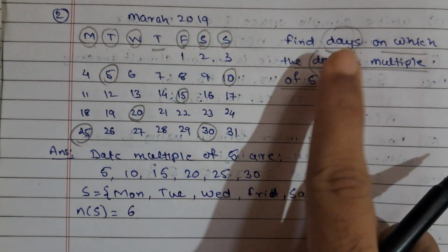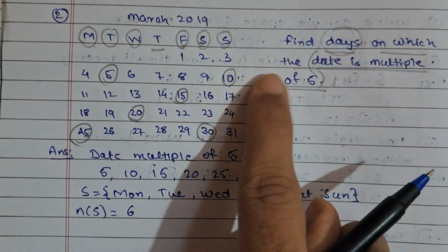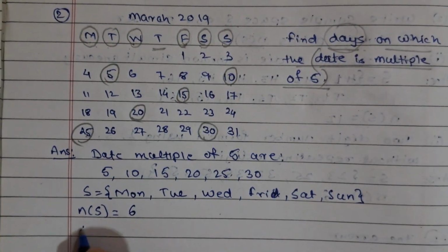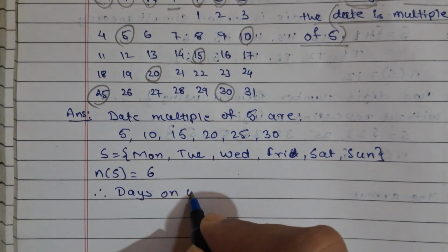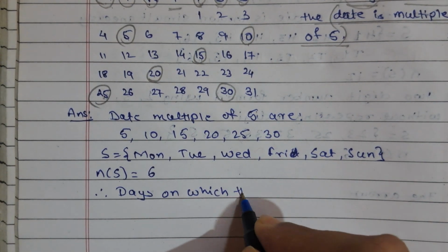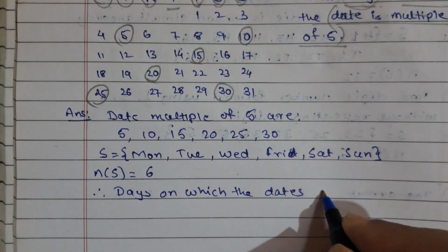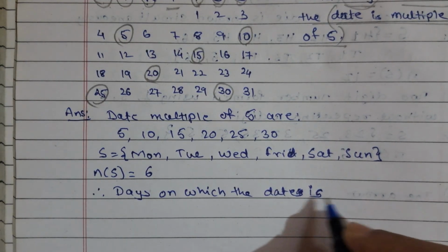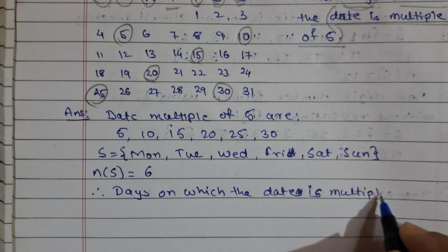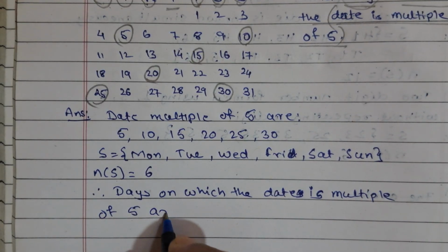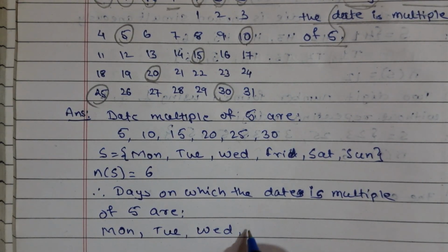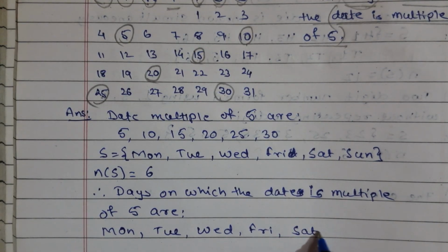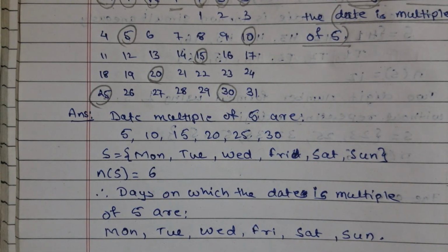Okay, but in order to conclude the answer in a proper way, they are asking me to find the days on which the date is a multiple of 5. So I will say, therefore, days on which the date is a multiple of 5 are, which are those days? All these days which I listed over there, right? I will say Monday, Tuesday, Wednesday, Friday, Saturday and Sunday. Simple.